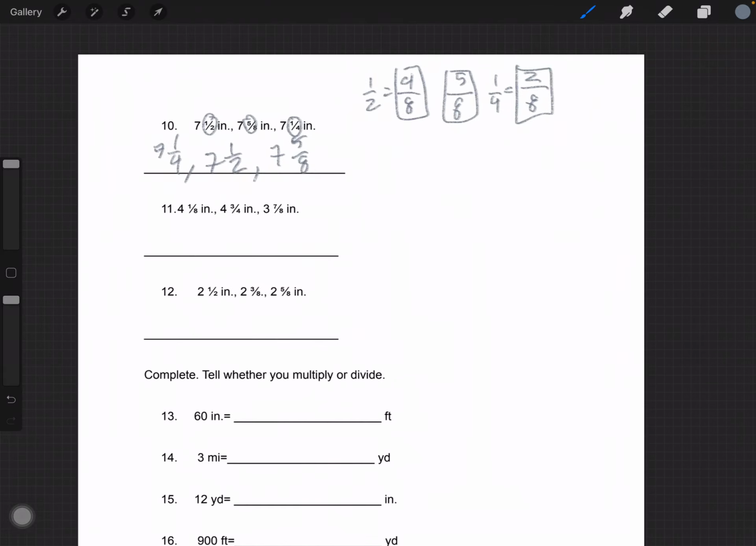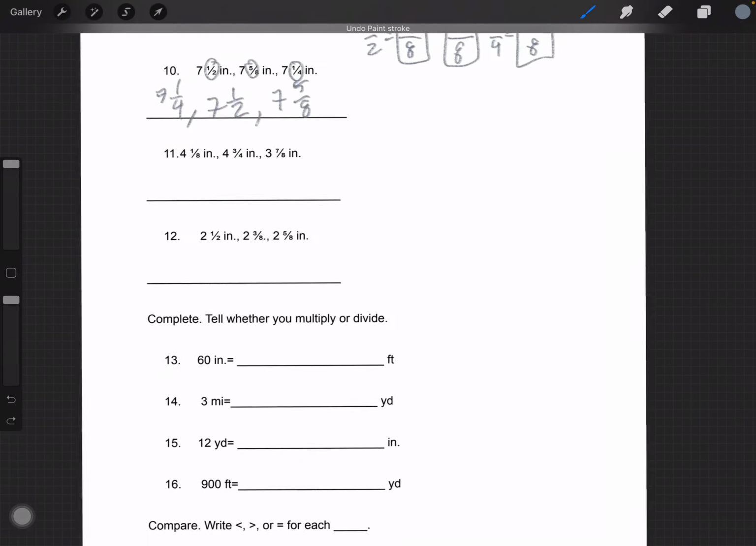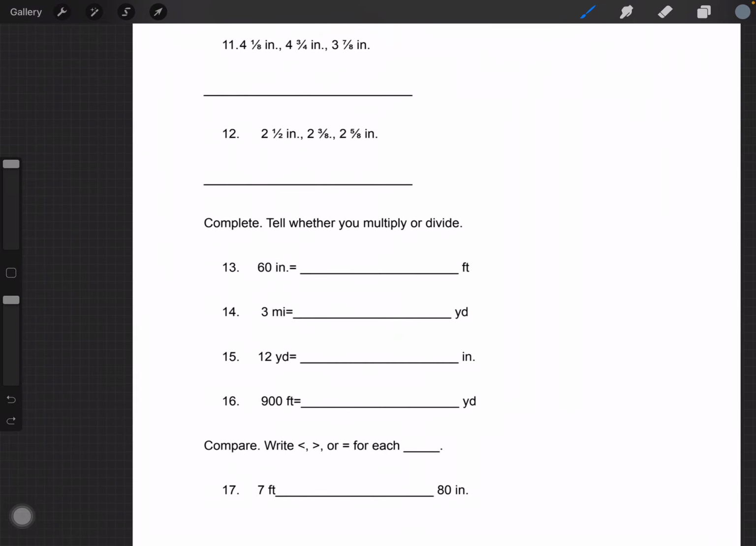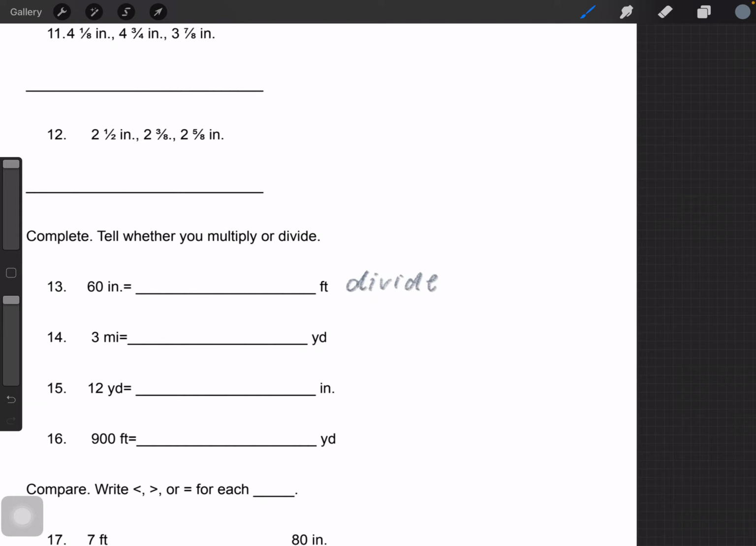So 7 1/2, and the last one is 7 5/8. So do the same thing for these 2 questions, and then we go on to complete. Tell whether you multiply or divide. So 60 inches equals how many feet? You're going from a smaller measure to a larger measure, which means you divide. Now, what do you divide by? In 1 foot there are 12 inches, so you divide 60 by 12, which gives us 5.